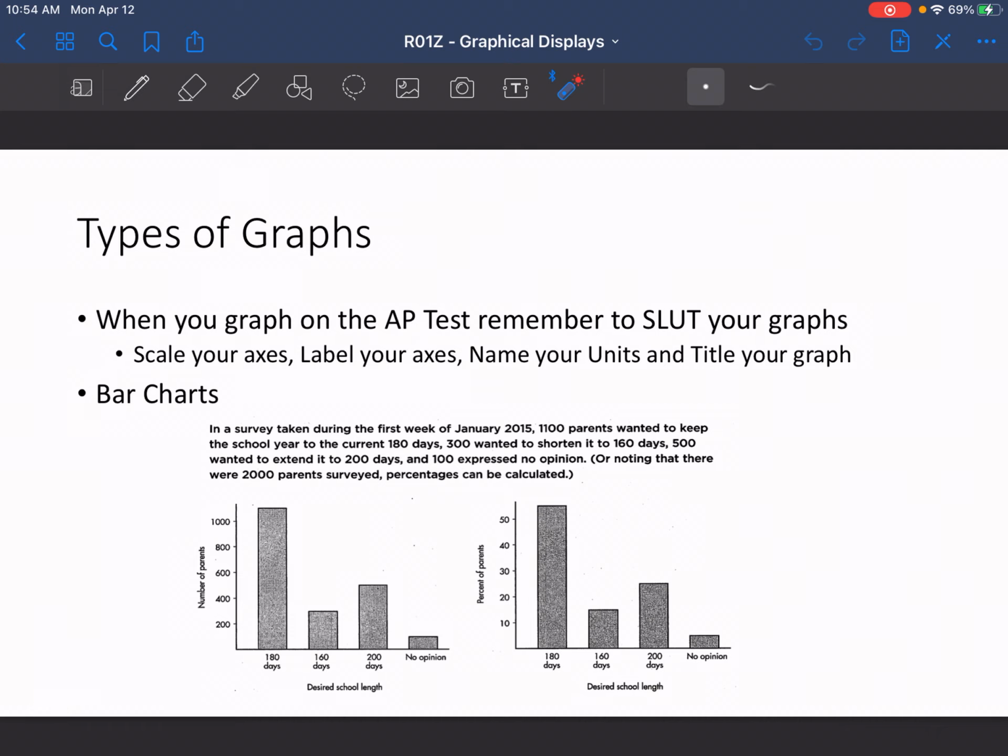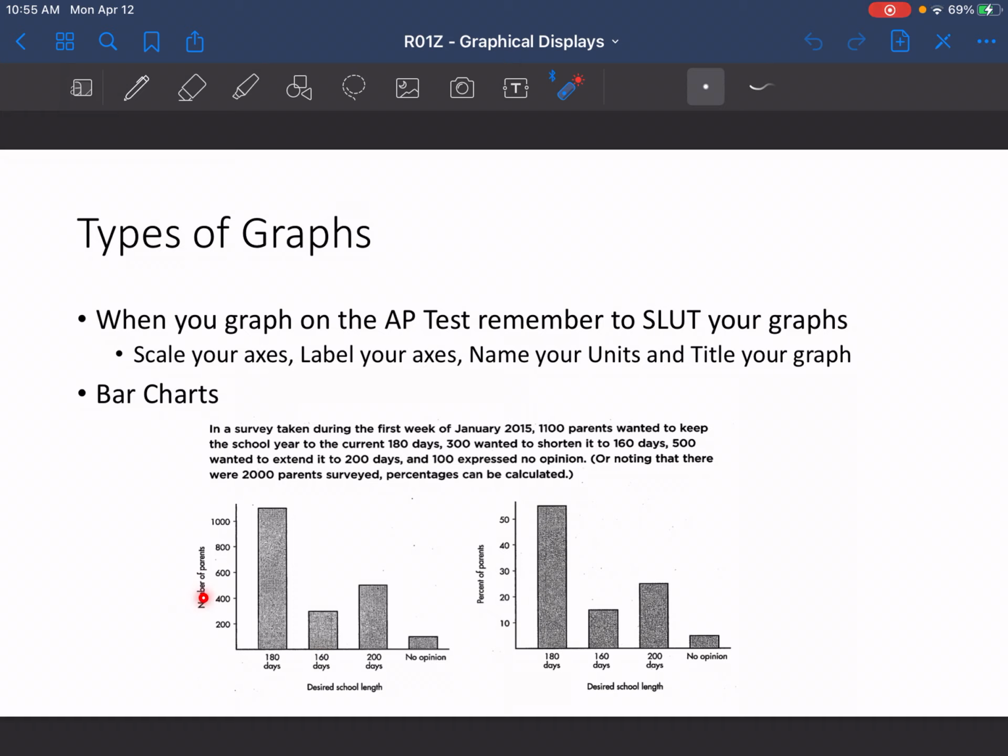When you graph on the AP test, we need to go over all the types of graphs that you might see. Whether you're drawing a graph to describe a normal distribution or whatever else you need to graph, you need to make sure that you scale your graph. So you need to scale your axes, i.e. make sure that they are reasonably scaled. In this case, we're going up by 200 each time, or moving from 180 days to 160, and so forth. But that's basically given in this problem right here.